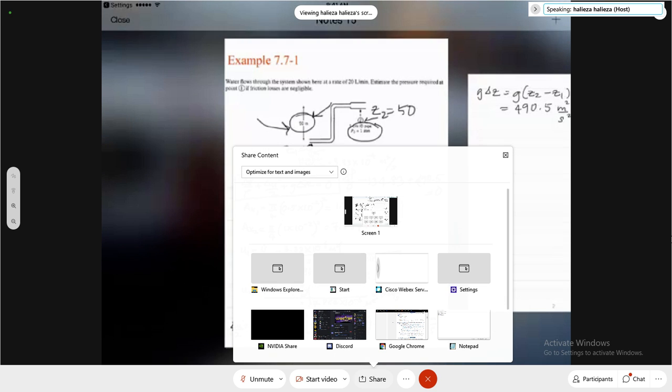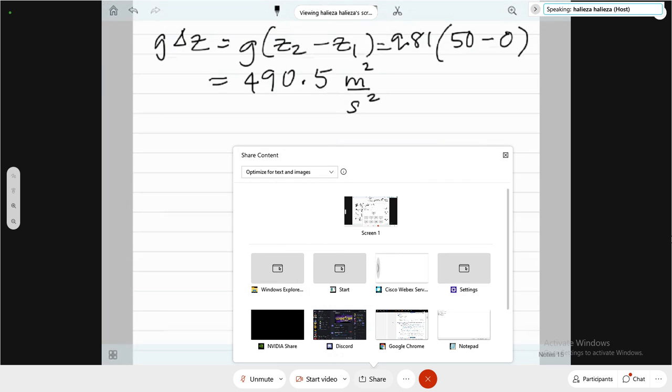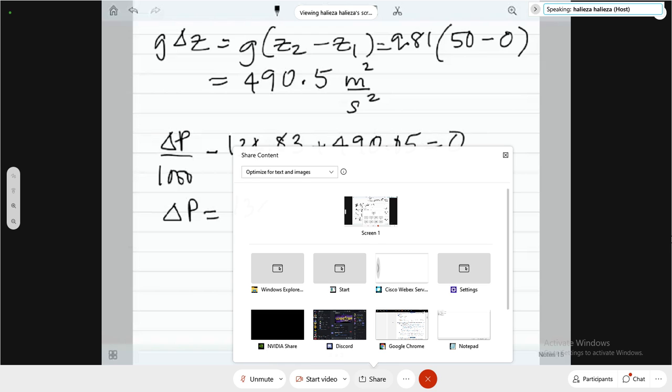That is delta P over 1000, that's the density of water, minus 134.83 plus 490.05 equals 0. So if you bring everything over to the right hand side, that becomes positive, minus 490.05, and multiply it with 1000. The unit will cancel off.